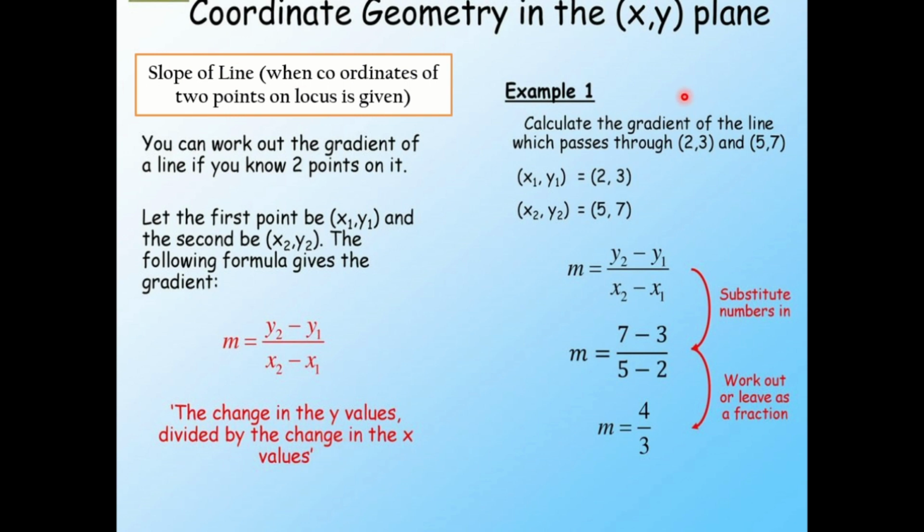Here is one problem. Calculate the gradient, meaning the slope, of the line which passes through 2, 3 and 5, 7. What is given? x1, y1 is given and x2, y2 is given. We can find the slope using the formula y2 minus y1 divided by x2 minus x1. By putting in the values of x1, y1, x2, y2, we will get the slope as 4 by 3.